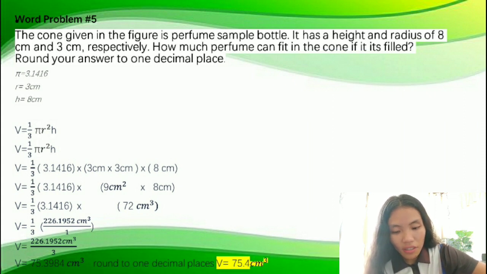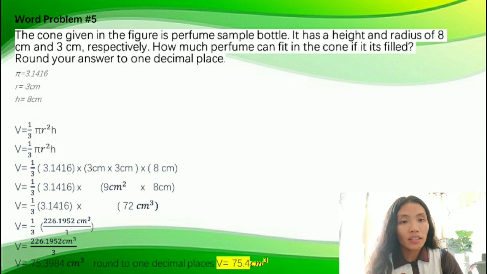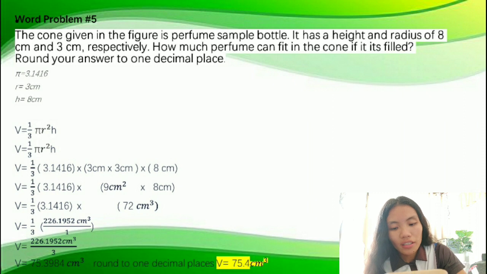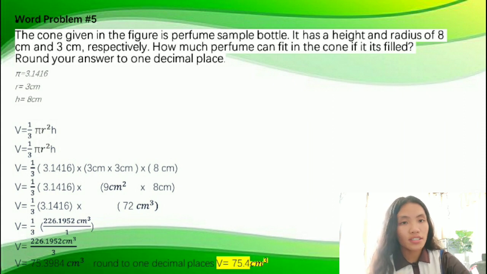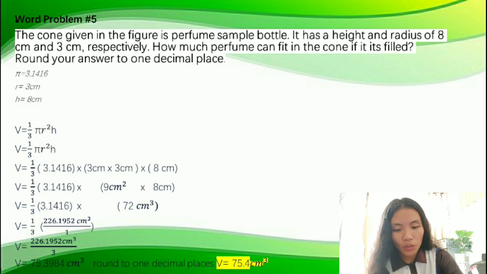So, that is not the final answer. We need to put 1 as the denominator under the 226.1952 centimeters cube. So it becomes 1/3 times 226.1952 centimeters cube over 1. We multiply 1 times 226.1952 centimeters cube, which is 226.1952 centimeters cube. Then 3 times 1 is 3. So all you have to do is to divide the 226.1952 centimeters cube by 3.